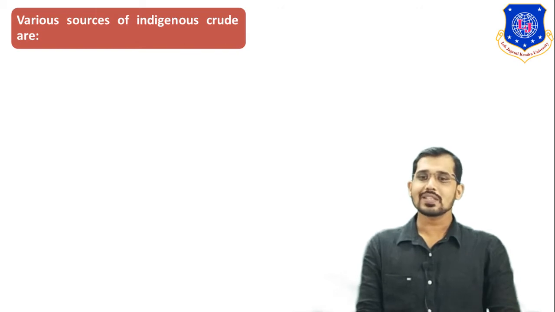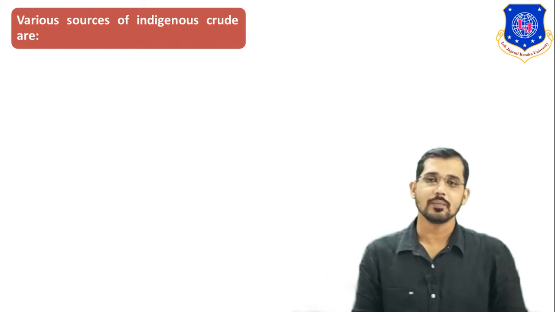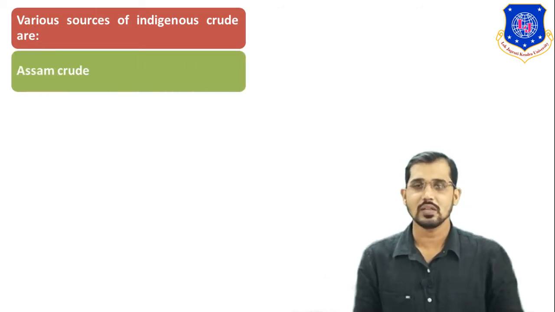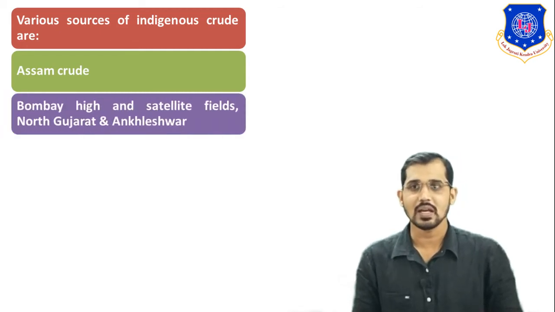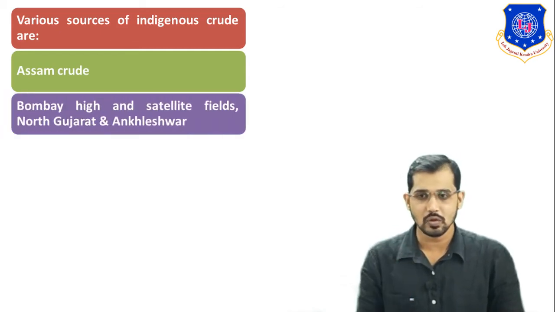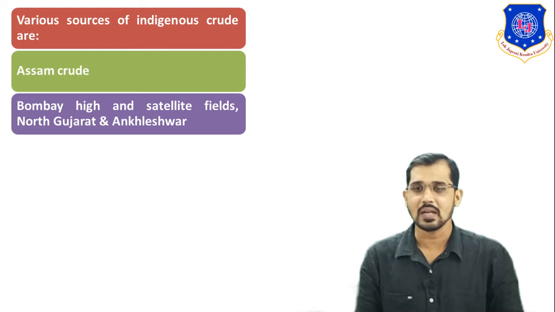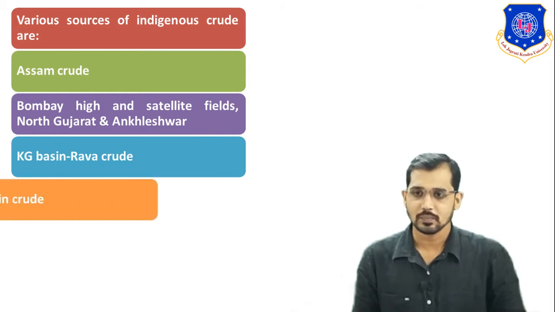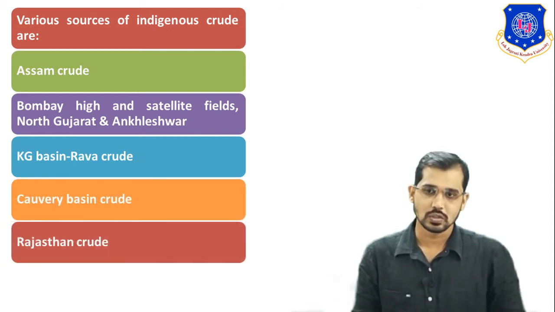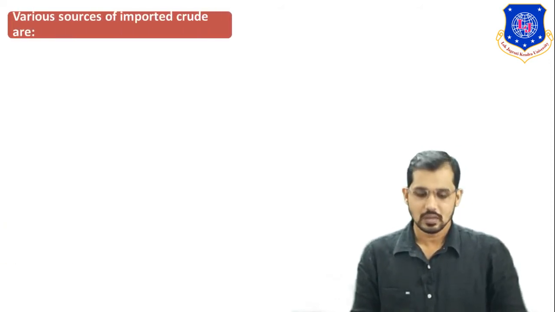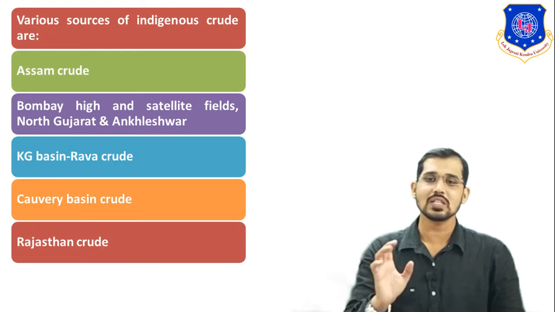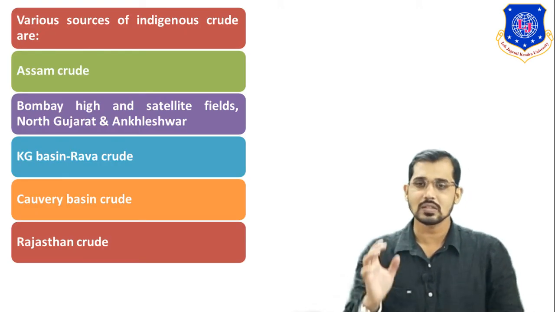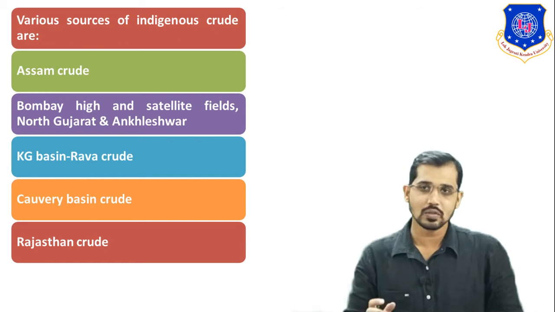After that, various sources of the indigenous crude oil. So these are the sources. First one you can see is Assam crude. In India we are getting crude from Assam. After that, Bombay High and satellite fields, North Gujarat and Ankleshwar, followed by KG Basin, Rawa crude and Kaveri Basin crude. After that, Rajasthan crude. These are various sources of the indigenous crude, meaning all these are Indian crude sources.